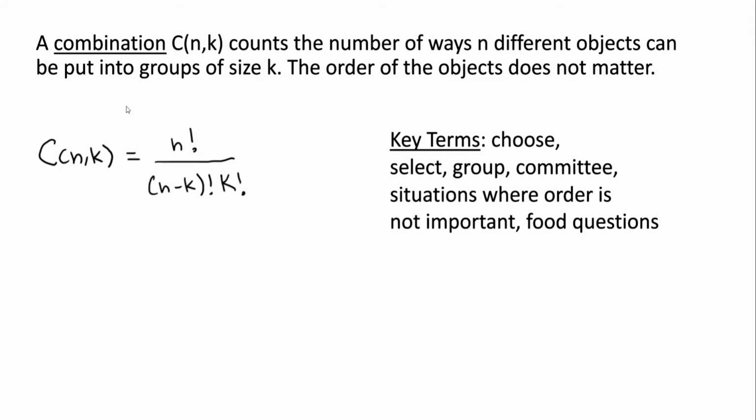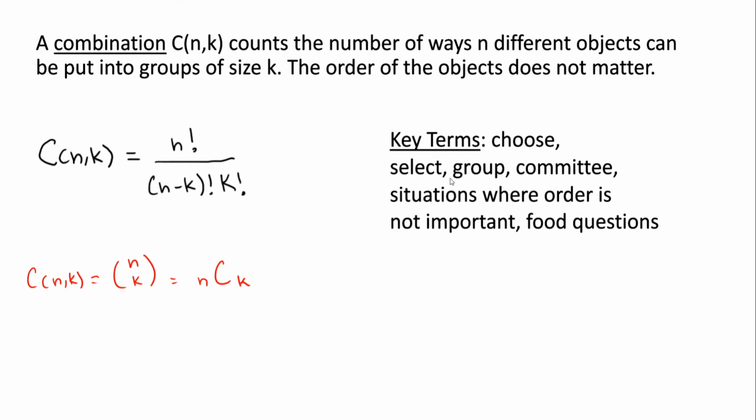Now we'll talk about combinations. A combination, denoted C(n, k). Other ways you also might see this written are like this, (n k), which would be read n choose k, or nCk like this. It counts the number of ways n different objects can be put into groups of size k. The order of the objects does not matter.